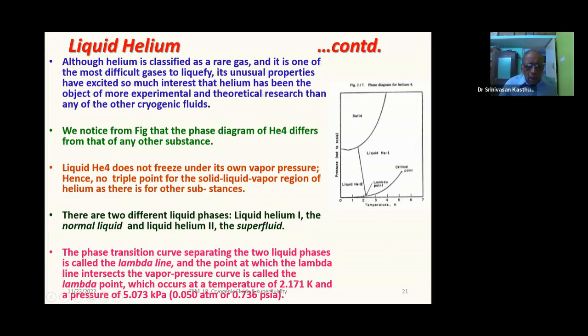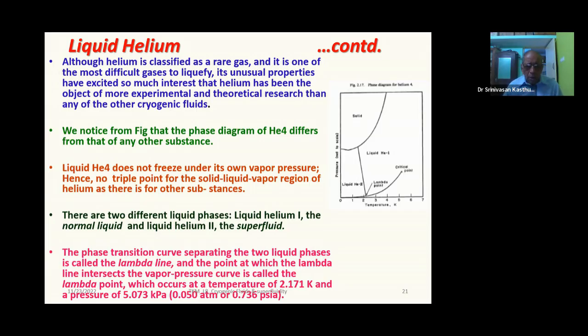Okay. Helium is classified as a rare gas. It is very difficult to liquefy. It has unusual properties that have excited much interest, so helium has been the object of more experimental and theoretical research compared to any of the other cryogenic fluids. We notice from the figure that the phase diagram of helium-4 differs from other substances. The solid phase is completely away, so that particular line is far away. So it enters from one liquid state to another liquid state, and in front of the solid gas state.